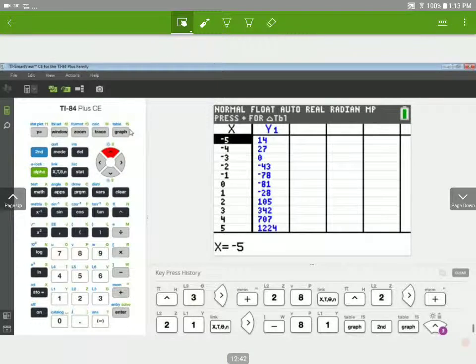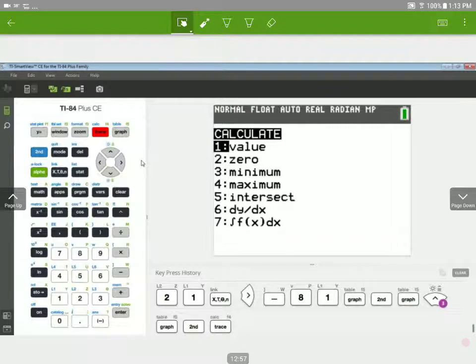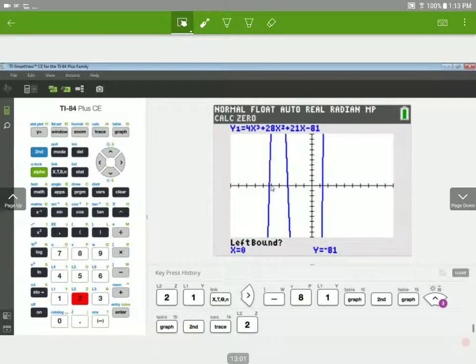All right, so let's go to the graph and calculate the next 2. So let's start with the left one. What do I do to find that left one? Walk me through it. Second what? Calculate, or second trace, however you want to think of that. Which one do we choose? The second one, 0. Okay. Left bound. What's something to the left?